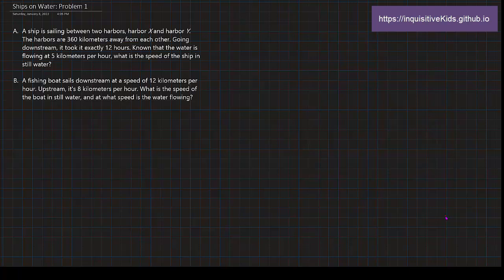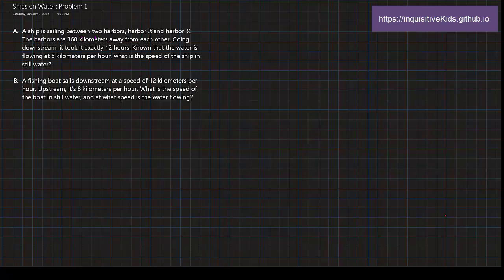Ships in the water, problem 1. Great, so now that we've already learned about the 4 main formulas for this type of problem, and hopefully you have already written them down on a piece of paper, let's get to the first 2 problems.